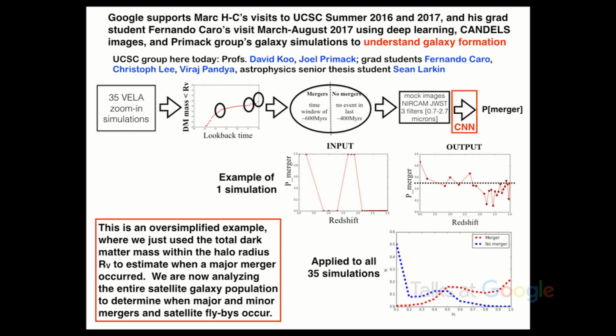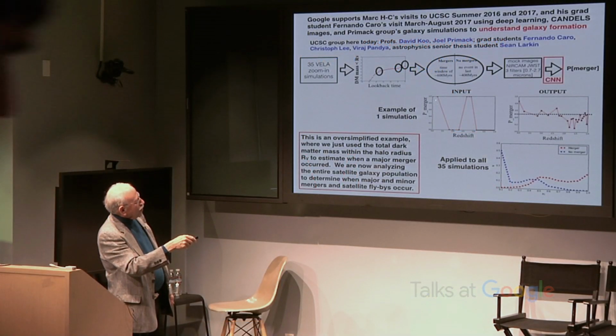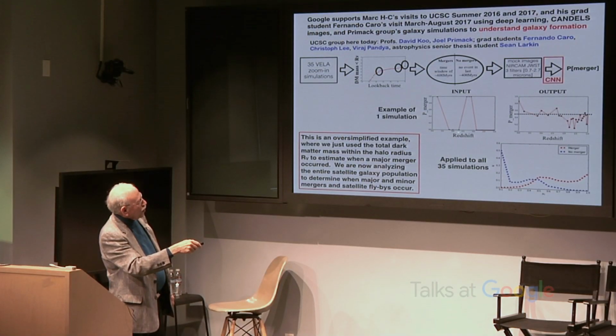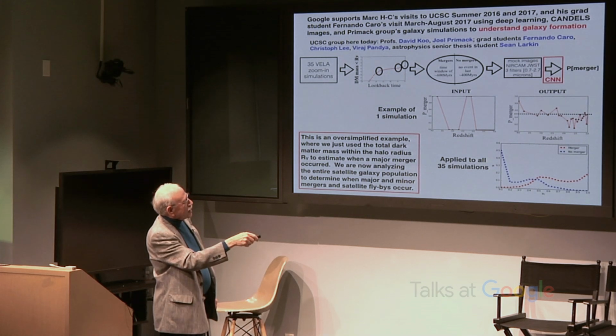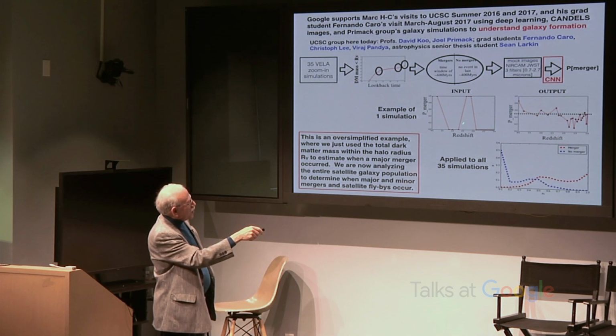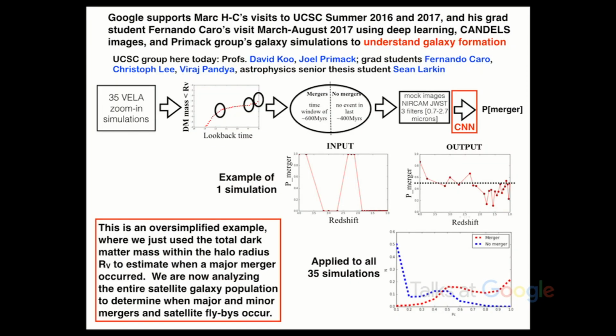And so we use the images together with merger or no merger to train the deep learning code. This was an example of one simulation. Merger here, no merger here, no merger there. And this is what the code did, looking at 20 images at each of many different time steps. So it got this merger. It thought there was some chance, this is 50%, of a merger here when there wasn't. It picked up this merger, and it correctly says no merger here.